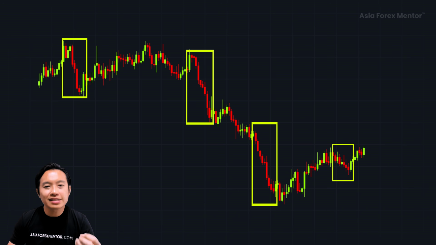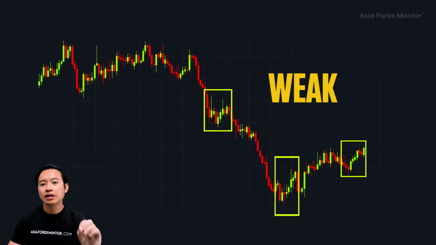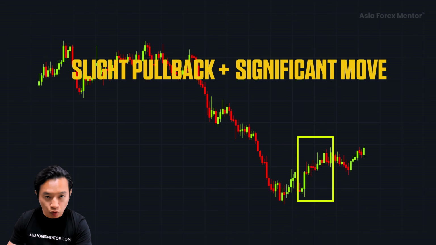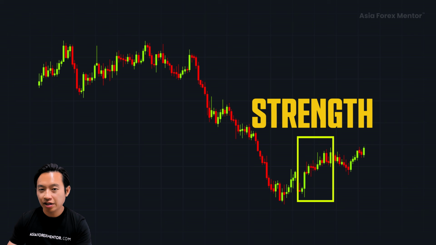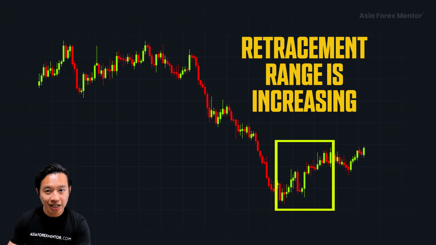Are the buyers starting to take control? So the retracement here is weak, all right? But a slight pullback followed by a more significant move indicates some strength. So the buyers are stepping in and the retracement range is increasing.